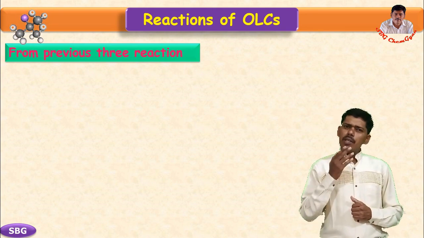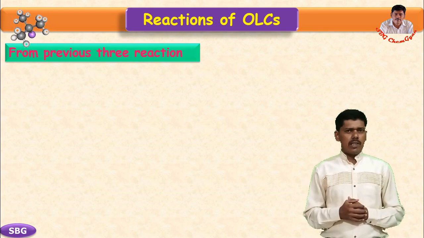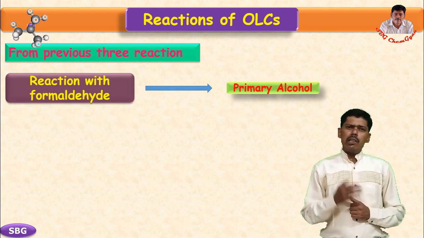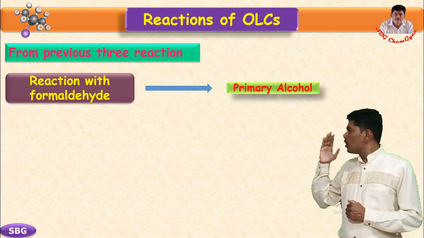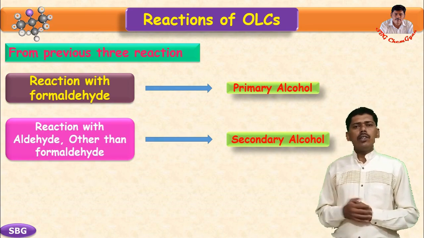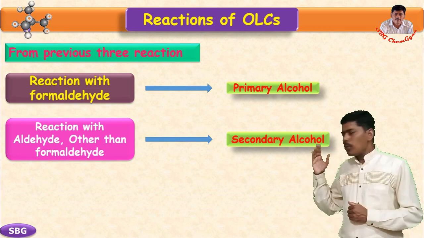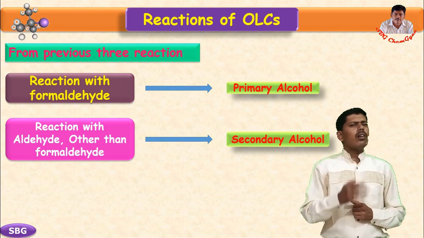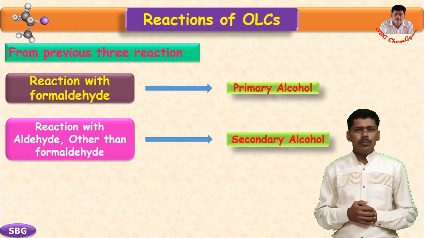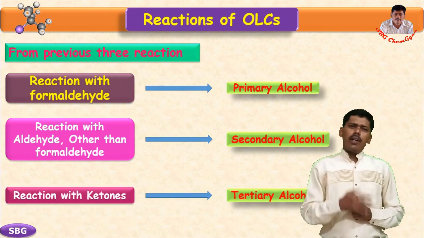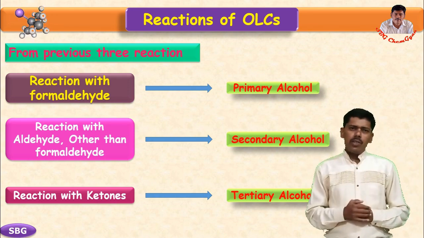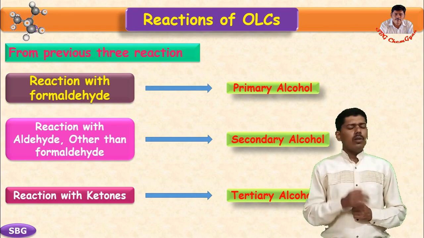We have studied the three most important reactions. From these three reactions, we can say that when an organolithium reagent reacts with formaldehyde, it gives a primary alcohol. Next, when an organolithium reagent reacts with acetaldehyde or an aldehyde other than formaldehyde, it gives a secondary alcohol. And similarly, when an organolithium reagent reacts with a ketone, it gives a tertiary alcohol as a major product.